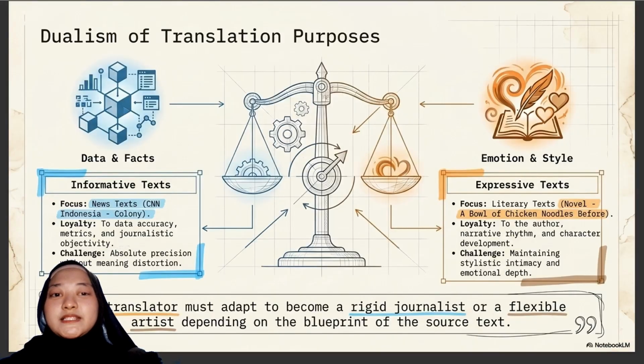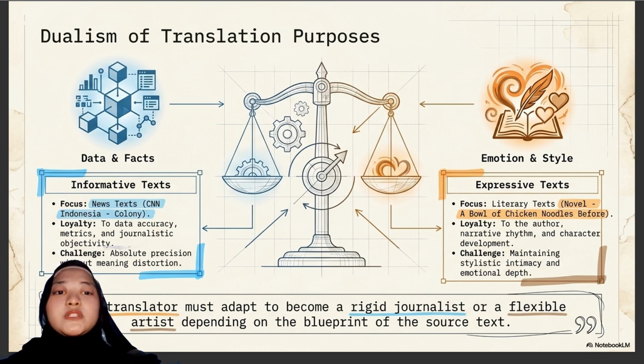First is the dualism of translation purposes. Translation can be understood as having two major purposes depending on the type of text. The first is data and text, which applies to informative text, such as news articles. In this case, the focus is on accuracy, numerical data, and journalistic objectivity. The translator's loyalty is directed toward factual precision, and the main challenge is to maintain absolute accuracy without distorting meaning.